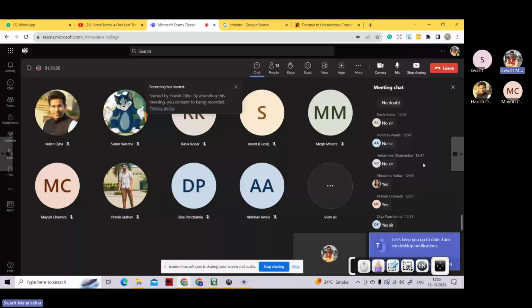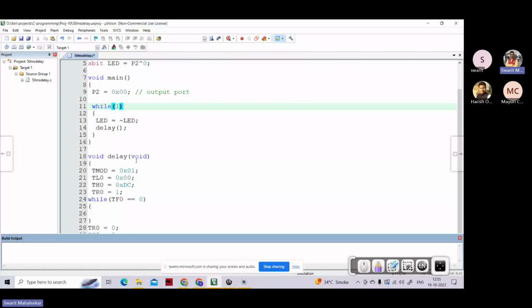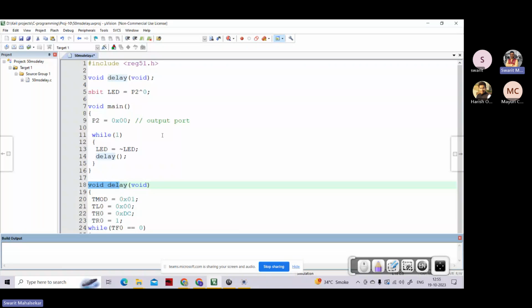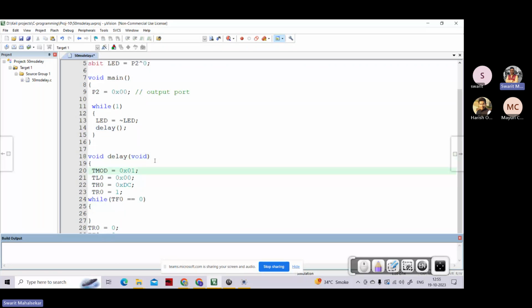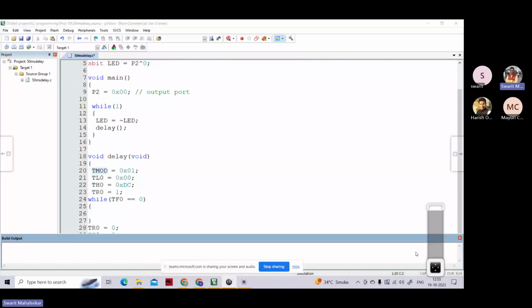Okay, so now let me again go back to the kill software. I'm expanding this particular function which I had created above, that is void delay void. Since we are not returning any sort of data or values, I'll just write void over here. Now you just focus upon here. TMOD is equivalent to 0x00. So now let me elaborate this particular point.